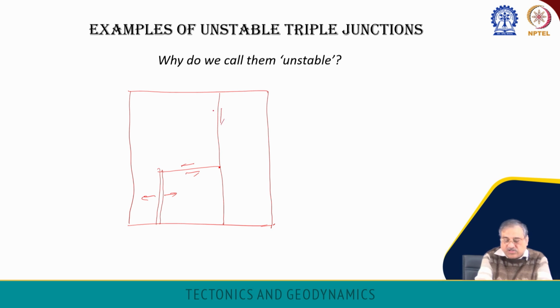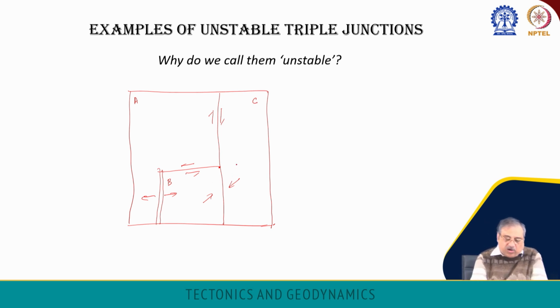This was my dextral transform fault, right? This is my convergent boundary. Now the convergent boundary, right, that's here. So this is my plate B, this is plate A, and this is plate C. Now in the previous case, B was subducting below C.